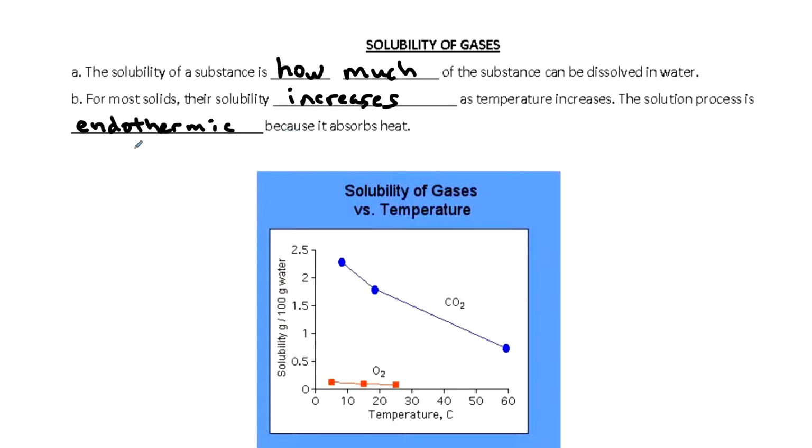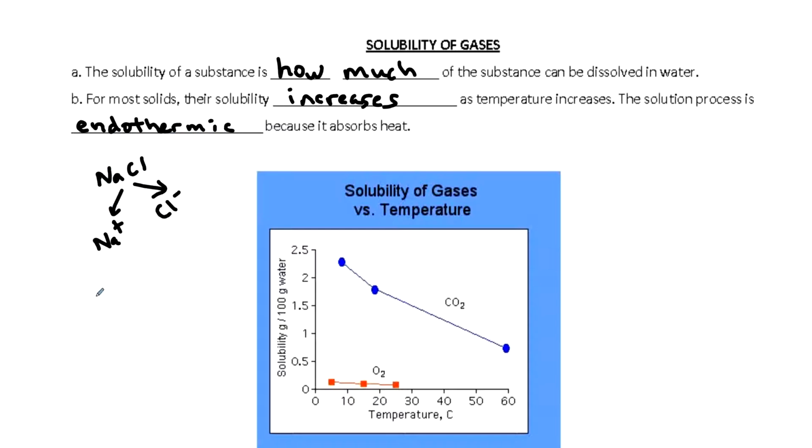And the reason is that solids, their particles are packed very closely together, and there's a strong attraction between them. So if we think about an ionic compound, for instance, when an ionic compound dissolves, such as sodium chloride, it breaks apart into sodium ions and chloride ions. So in order to break it into these separate ions, you have to add energy, absorb energy, and often that energy is in the form of heat. So that's an endothermic process.